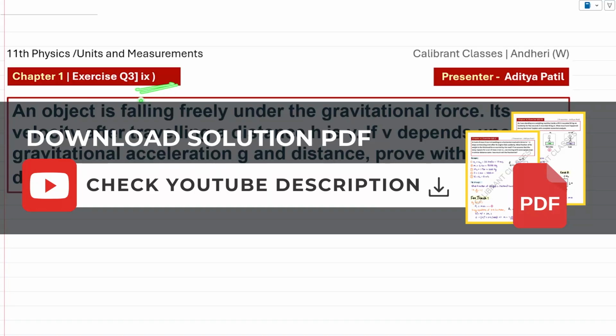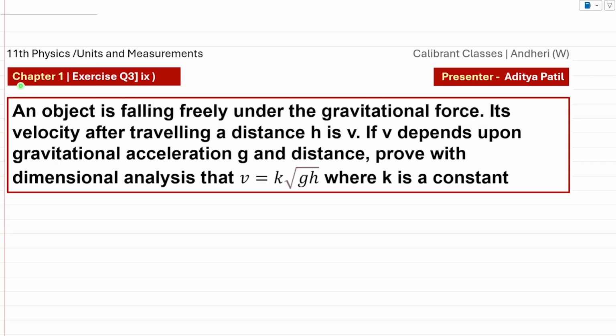Hi, in this video, we are discussing the ninth numerical from the exercise for the chapter Units and Measurement, which is the first chapter for 11th standard physics. So let's get started. Now, as for the question, we have an object, and this object is falling freely under the influence of gravitational force.